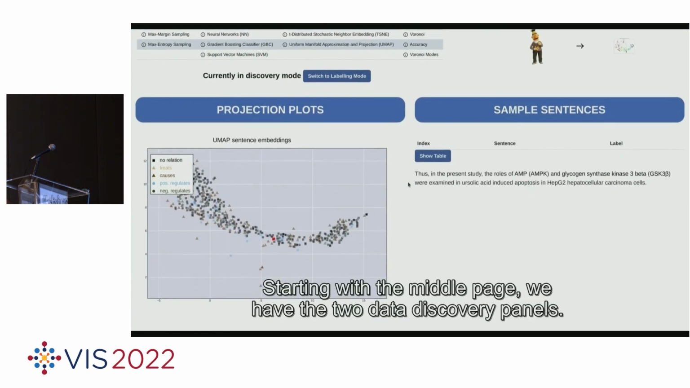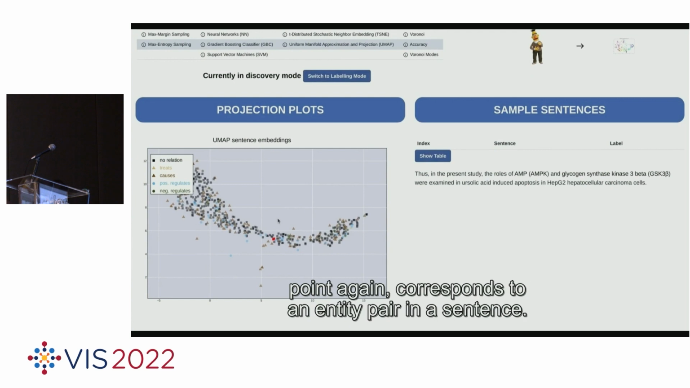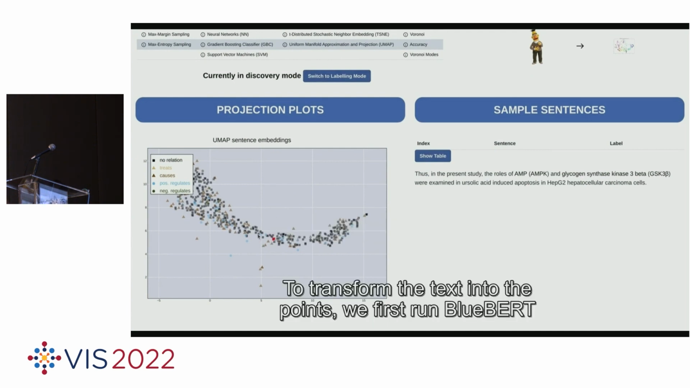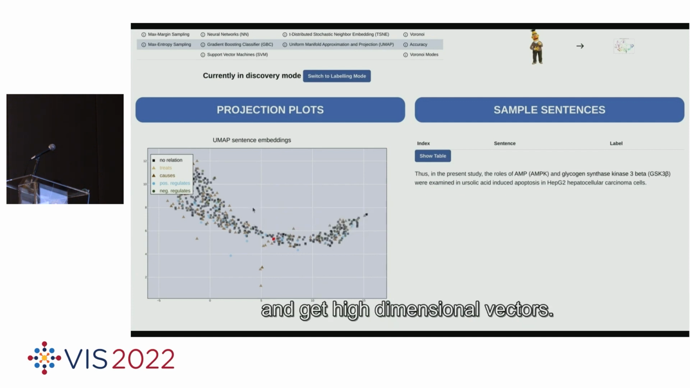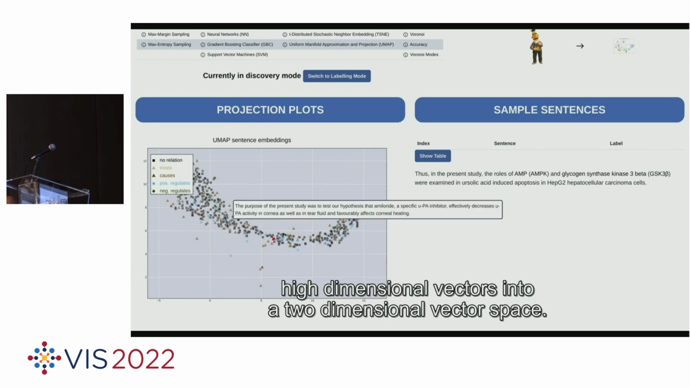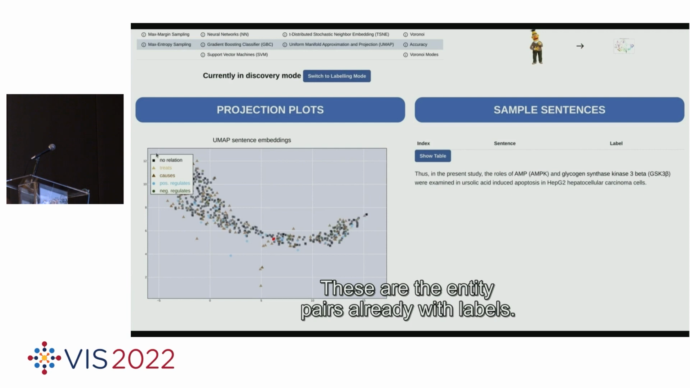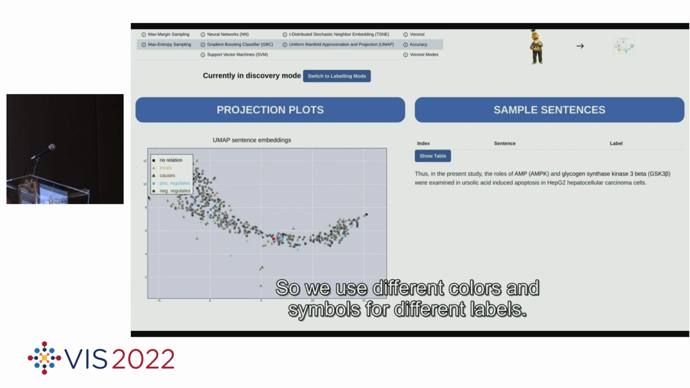Starting with the middle page, we have the two data discovery panels. On the right panel, we have a two-dimensional plot where each point, again, corresponds to an entity pair in a sentence. To transform the text into the point, we first run BlueBERT and get high-dimensional vectors. We then apply dimensional reduction techniques to map the high-dimensional vectors into a two-dimensional vector space. These are the entity pairs already with labels, so we use different colors and symbols for different labels.